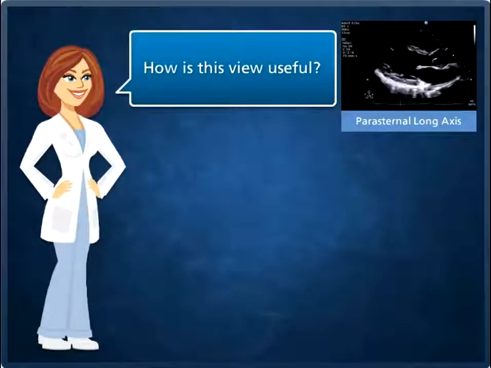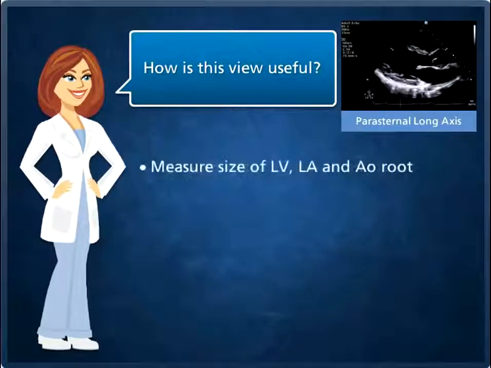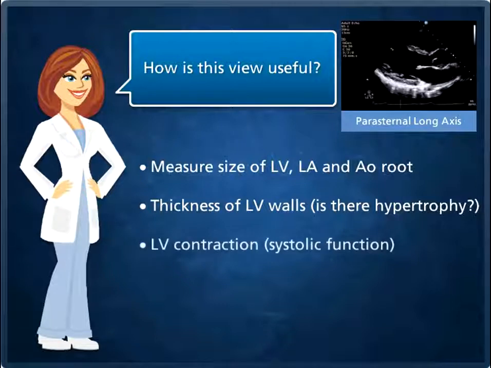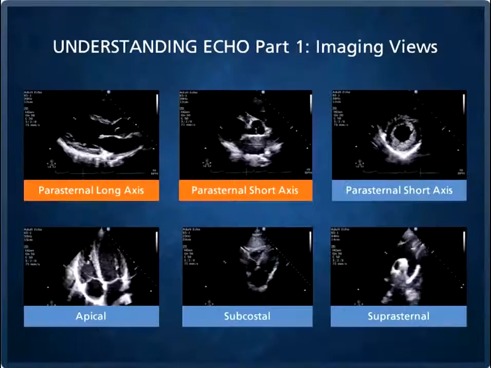We mainly use the parasternal view to measure the size of the left ventricle, left atrium and aortic root, measure the thickness of the left ventricular walls, checking for abnormalities such as hypertrophy. Although we can't see all the segments of the left ventricle at this point, we will also form an impression of how well the left ventricle is contracting. We then take our first look at the aortic and mitral valves.